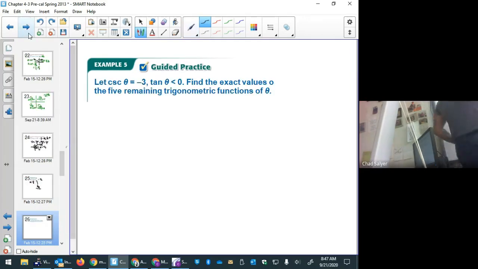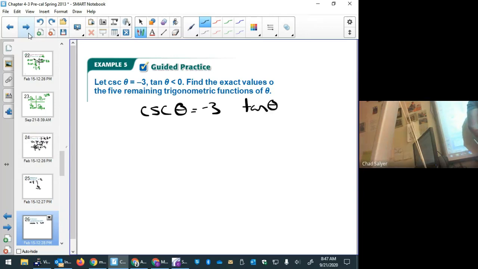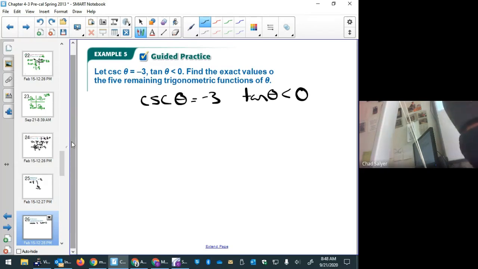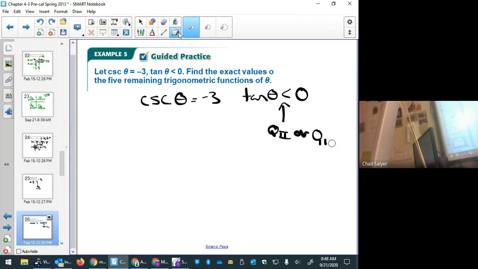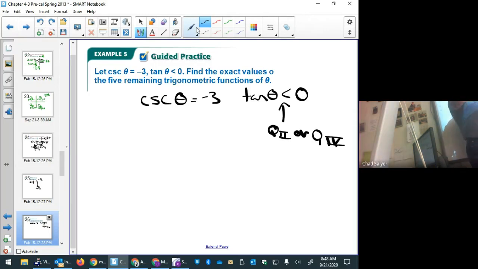Okay, so let cosecant theta equal negative 3. The tangent of theta is less than 0. Find the exact values of the 5 remaining trig functions. So we're going to use a reference triangle, but we need to do a little quadrant analysis. So where is the tangent negative? Well, that's going to be in Q2 or Q4. The reason why I say that is in Q2, it's going to be the ratio of a positive to a negative, and in Q4, a negative to a positive. So in both cases, the tangent, the y divided by the x, is going to be negative. So this is only true in quadrant 2 or quadrant 4.